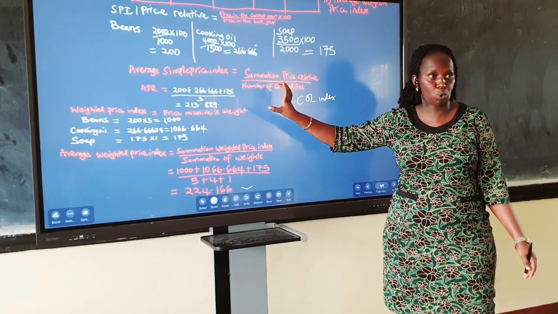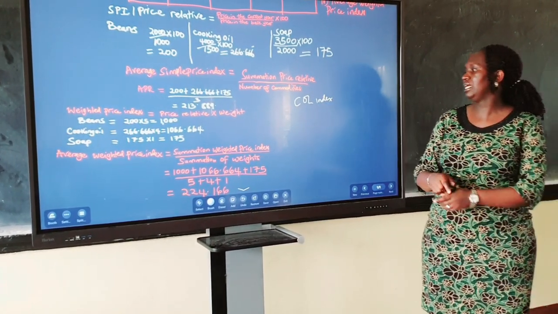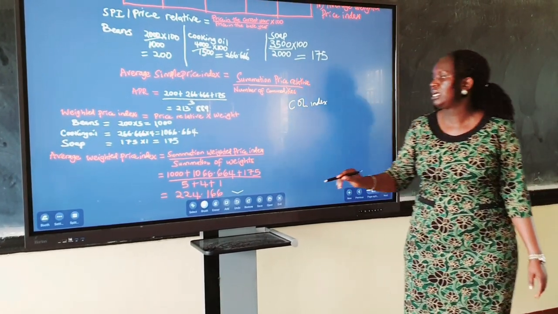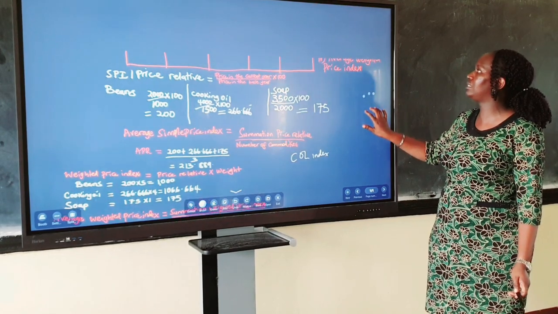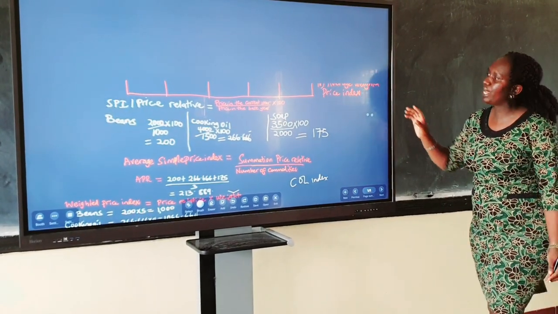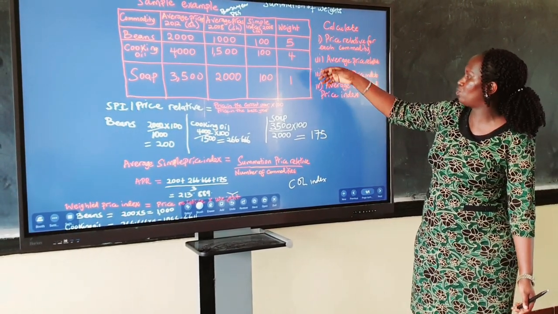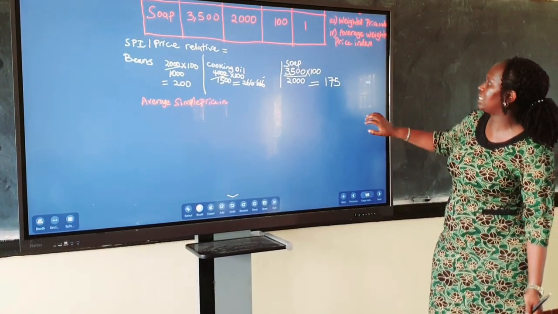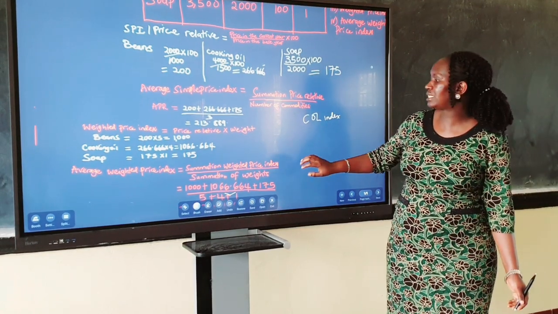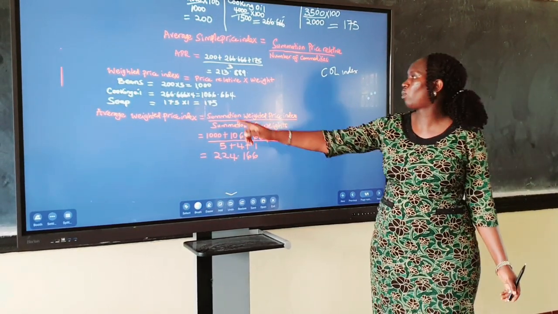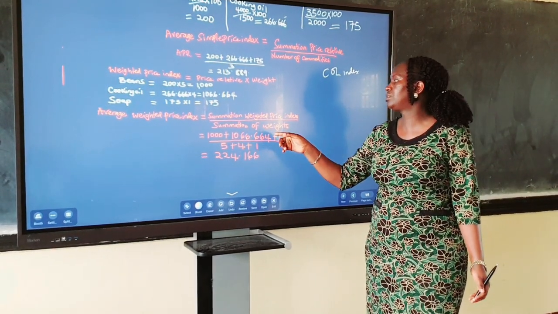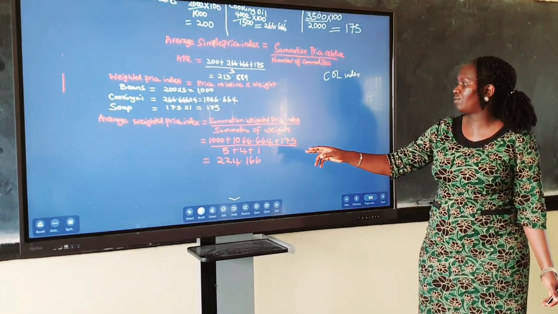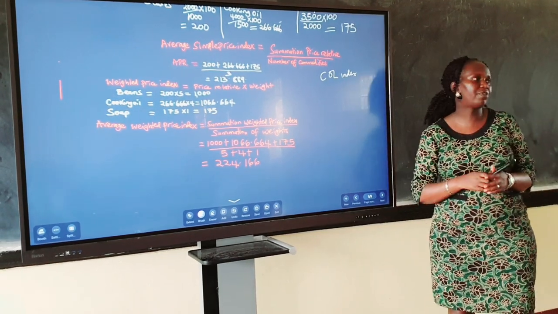Now, when we come to calculate the average weighted index, again it means that to get the right answer, these answers must be correct. It would be the summation of weighted price index, or all these summations, divided by the summation of weights. Recall that we had the weights here, 5, 4, and 1. So we are summing up what we got, 1,166.664 plus 175, divided by 5 plus 4 plus 1. And that is the figure you get.